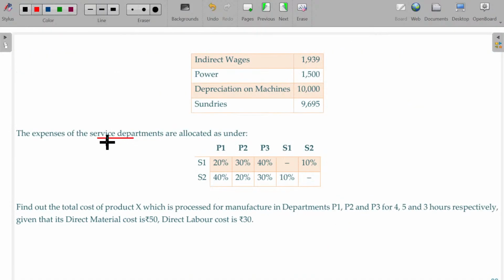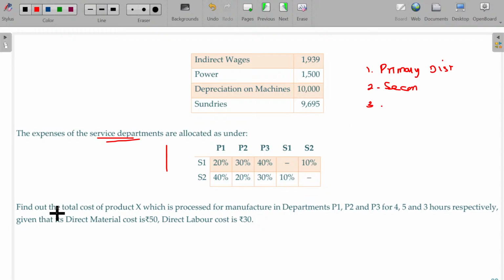The expenses of service departments are allocated as under. Not only that, thereafter, all the service department overheads are going to be reallocated to the production department. That will be given here. Finish of primary distribution, then you can use for the secondary distribution. Step 1 being the primary distribution. Step 2 is secondary distribution. First, we will finish off the primary distribution and then we will move on to that next one.